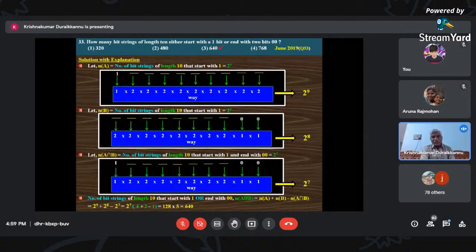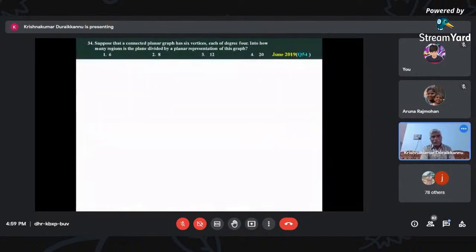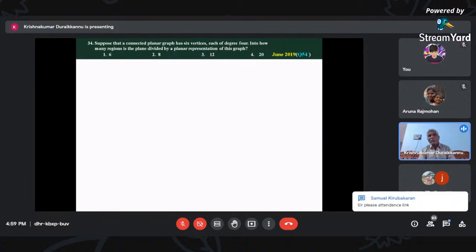Answer 3. Suppose that a connected planar graph has 6 vertices, and each vertex is of degree 4. How many regions is the plane divided into by a planar representation of this graph?